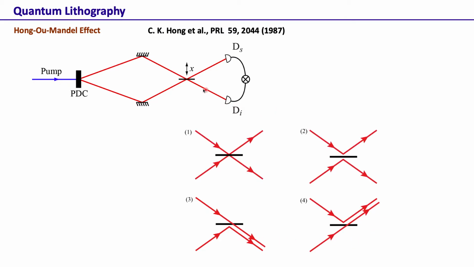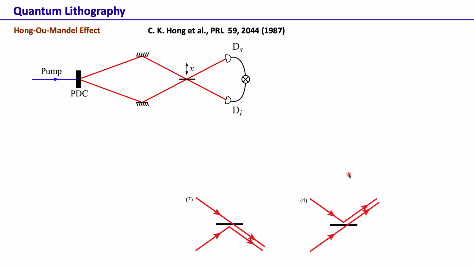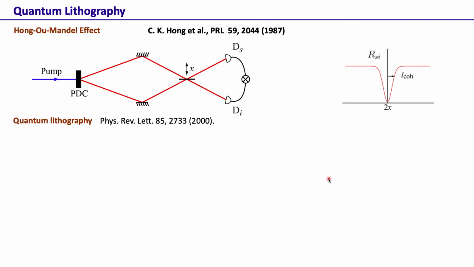And then it turns out that when x is 0, that means this path length and this path length are exactly equal, then these 2 alternatives are not there, and we are left with only these 2 alternatives. And as a result, we get a null in the coincidence count when x is equal to 0. So that's the Hong-Ou-Mandel effect. So in this one, what we are seeing is that both the photons either go this way or go that way. So this effect can actually be used for doing lithography with higher resolution, and this is what we will see, how.